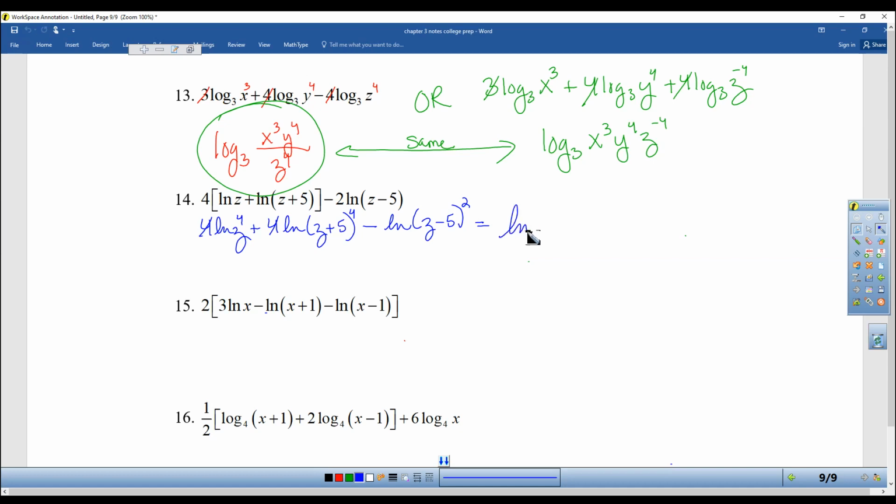With condensing, you want to change it to a single logarithm. Things that are being added can change to multiplication, and things that are being subtracted change to division.